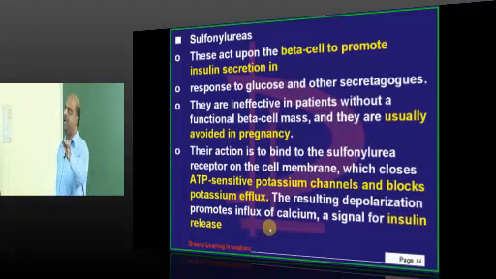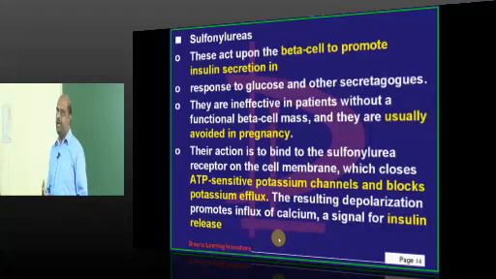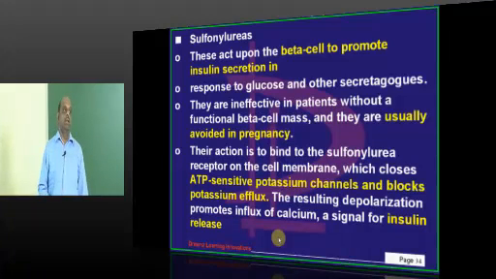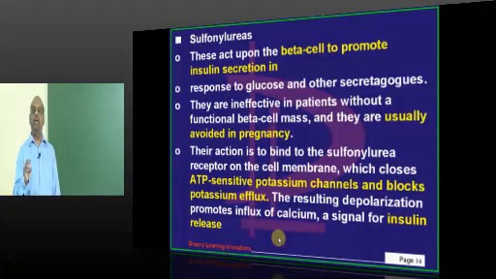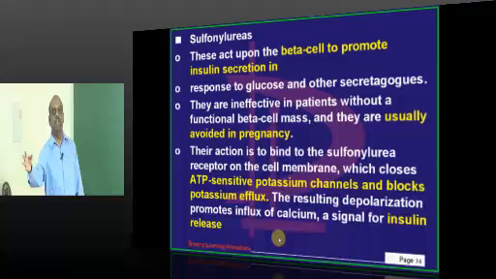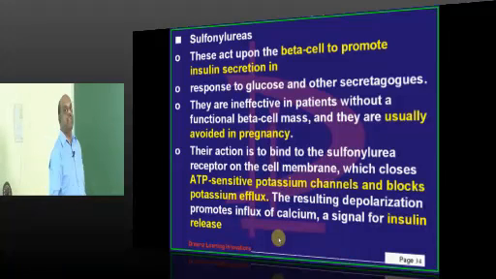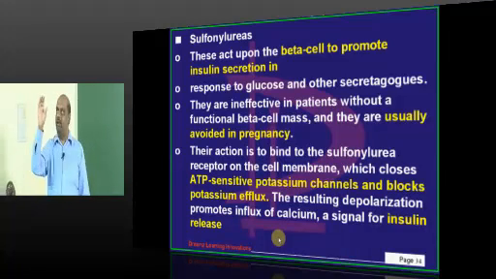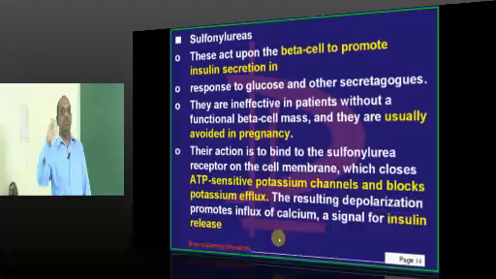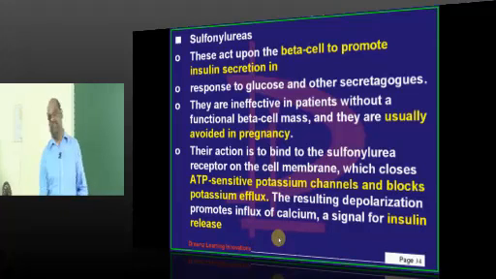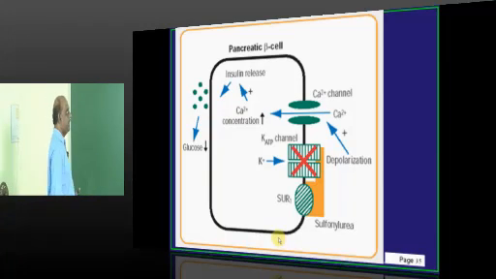GLUT2 receptor stimulation: if the glucose comes and binds with the GLUT2 receptors, we have studied, no doctor, that will lead to all the same changes. Rise of the intracellular calcium and degranulation and release of the insulin. The same thing is done by the sulfonylureas. What glucose does by activating GLUT2 is done by the sulfonylureas on the potassium channels of the beta cells. That's what needs to be remembered.